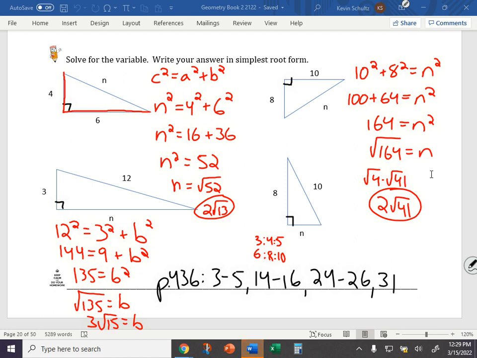You do need to show work, however, you do not need to write your answer in simplest radical form. Some of these numbers get rather large, so decimal answers are fine for this assignment. Okay? Decimal answers are okay. But work does need to be shown.